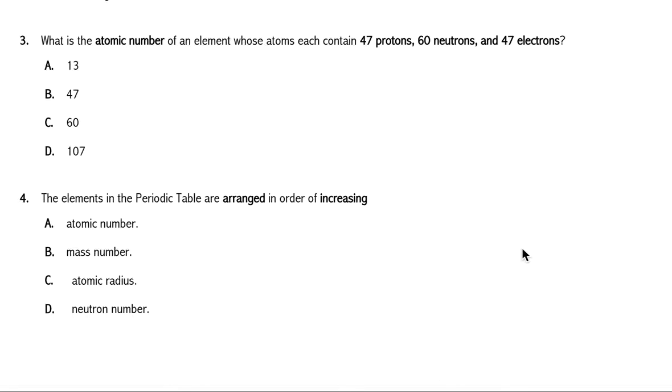Question 4. The elements in the periodic table are arranged in order of increasing A. Atomic number, B. Mass number, C. Atomic radius, D. Neutron number.